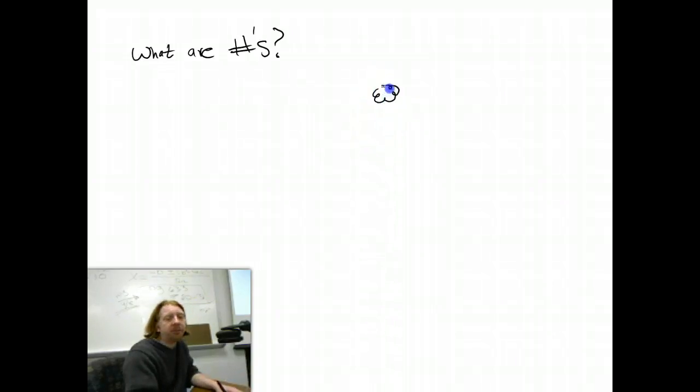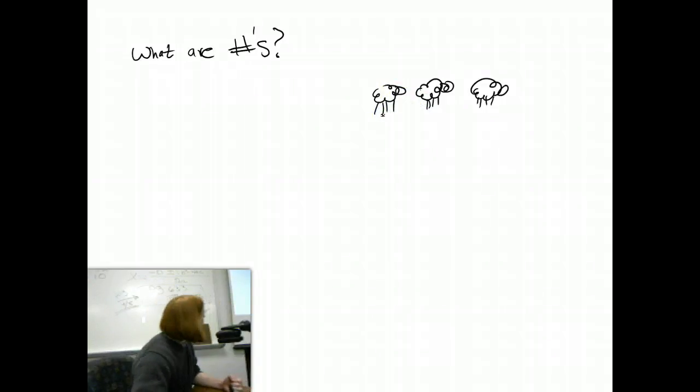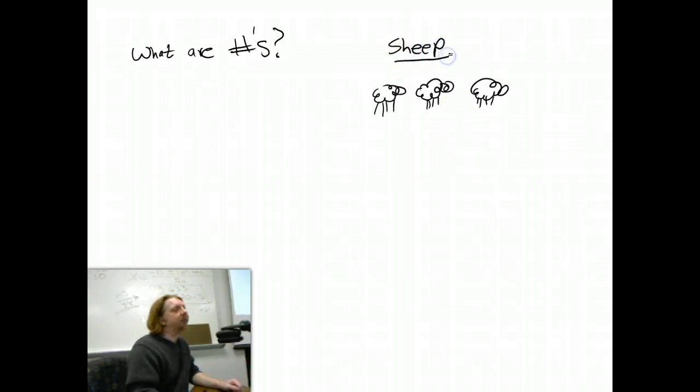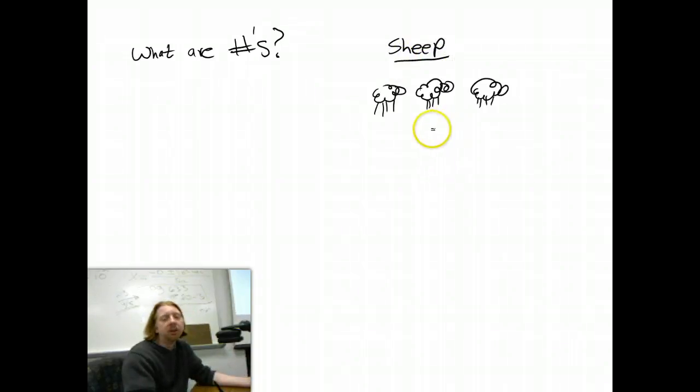So, for example, if you're someone who has sheep, so there's some sheep. I need numbers to keep track of how many sheep I've got, right? So I come up with a number system to deal with this. In this case, I come up with the number 3. Or at the time, we also would write it as III.